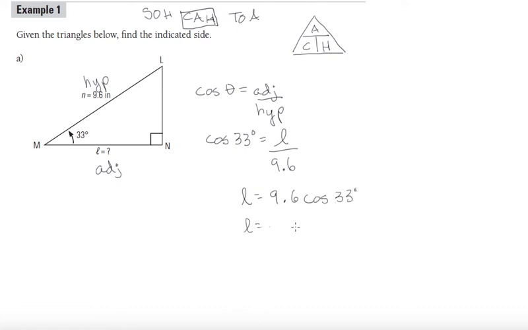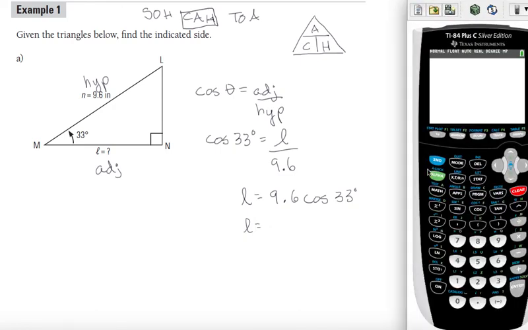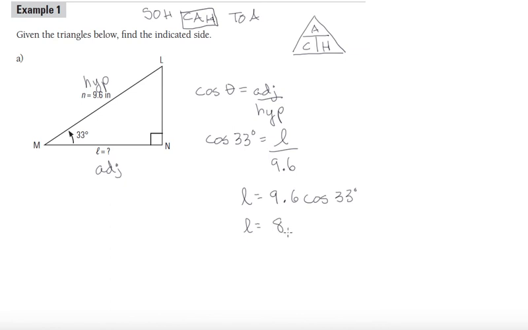So L is equal to, do this on our calculator, got 9.6. That didn't work out quite right. Let's try that again. 9.6 times the cosine of 33 equals, and that's 8.05. Again, we're going to one decimal place, so we're going to round that 0 up to 1. 8.1, and my units is inches. So that is our answer right there.